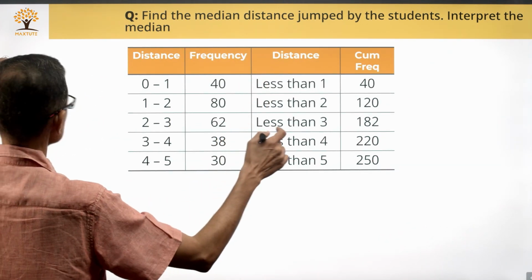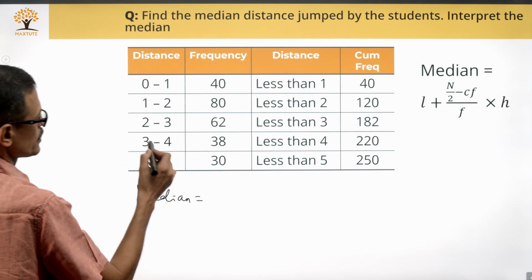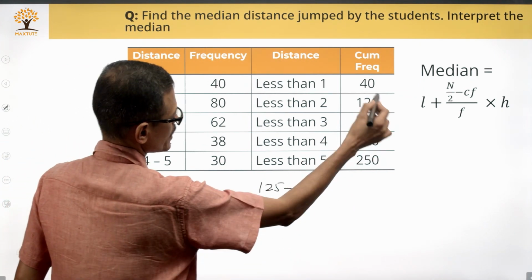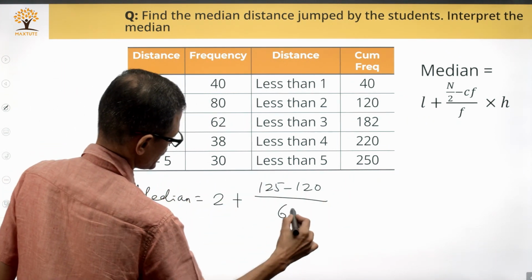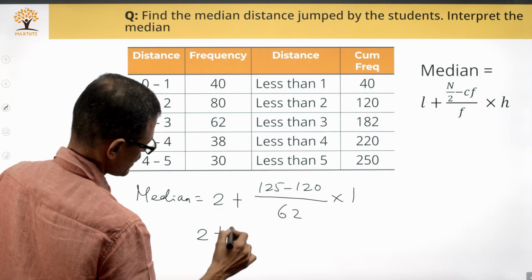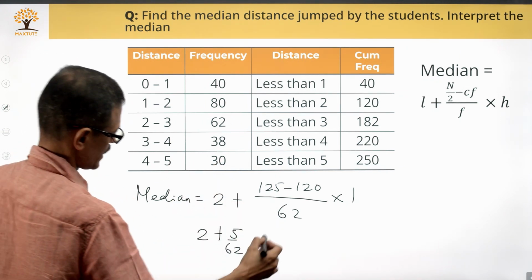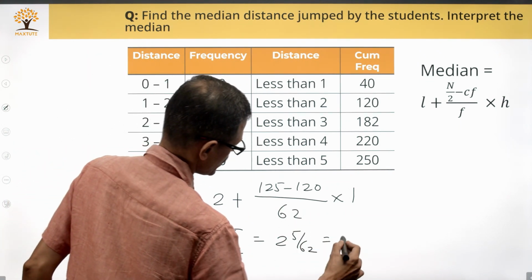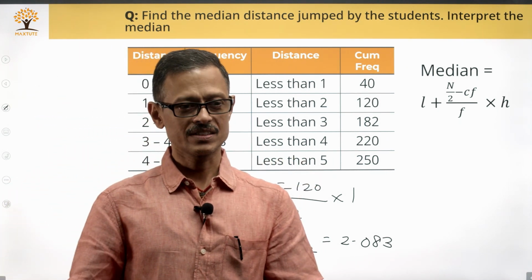Plug it in, we know the formula. Median is equal to L, the lower limit of this class, which is 2, plus n by 2, which is 125, minus the cumulative frequency up to the preceding class, which is equal to 120, divided by 62, times h, which is equal to 1. So this is equal to 2 plus 5 by 62. 5 by 62 is 0.083. You can write it as 5 by 62, which is also perfectly alright, or you can write it as 2.083. This is the median length jumped by the students of this class.